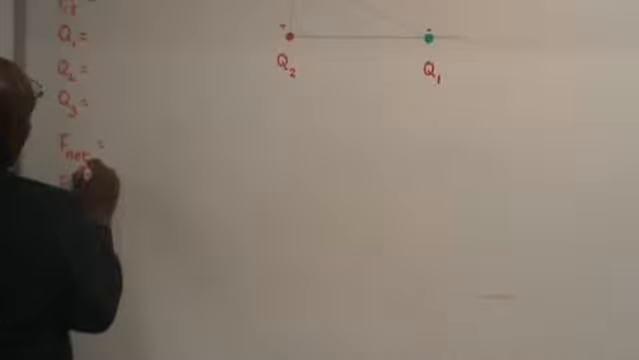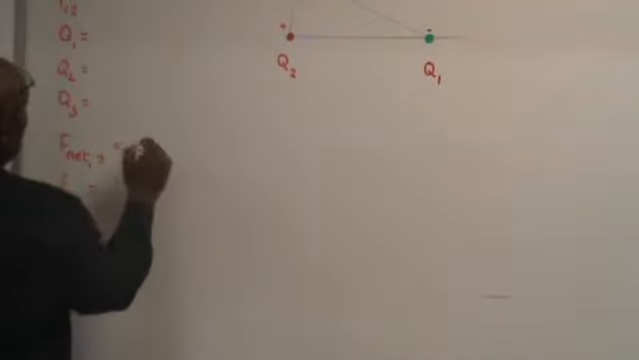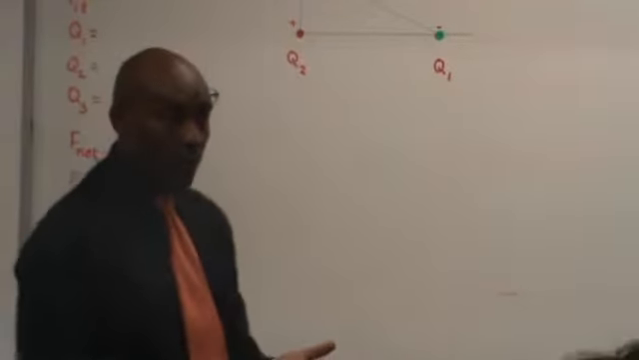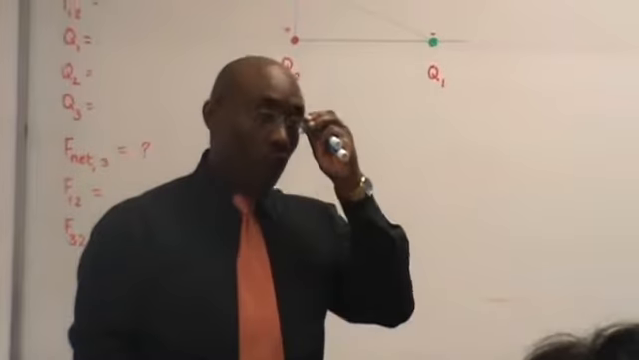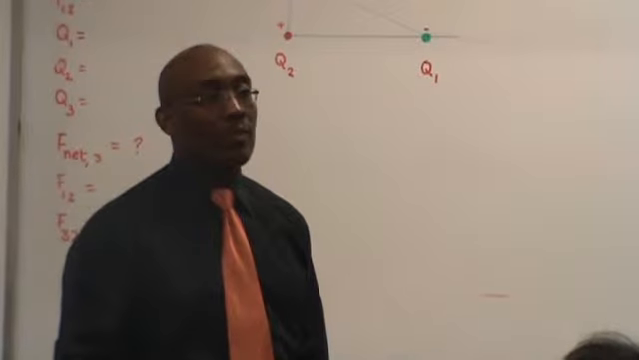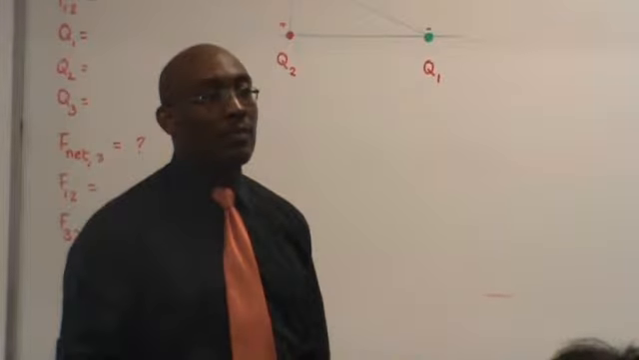F net. I'm going to put a 3 here. That's what we're trying to find. Okay? So, in order to do that, zoom in.